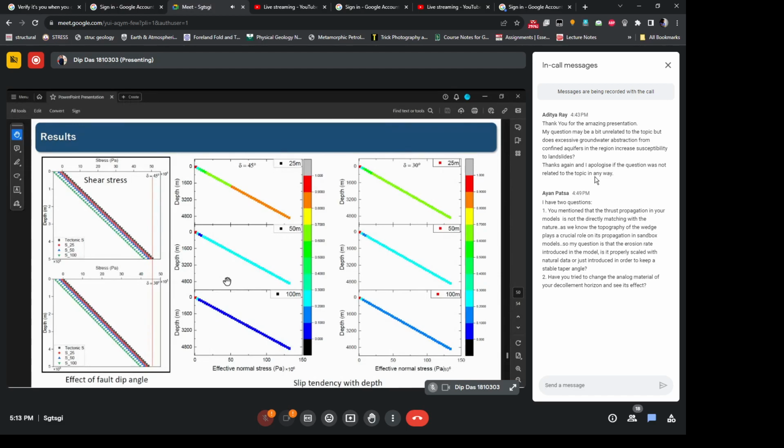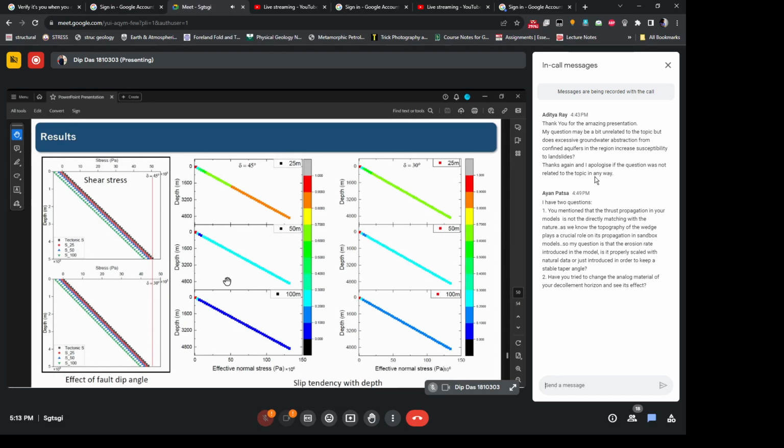Okay, there are two questions from Anne. You mentioned that the thrust propagation in your models is not directly matching with nature. As we know, the topography of the wedge plays a crucial role in the propagation in sandbox models. So my question is, is the erosion rate introduced in the model properly scaled with natural data, or just introduced in order to keep a stable taper angle?